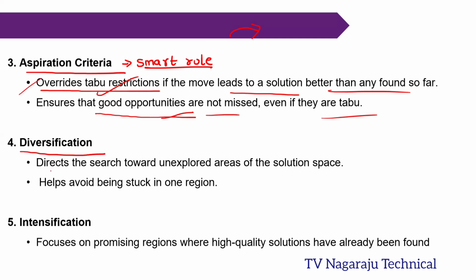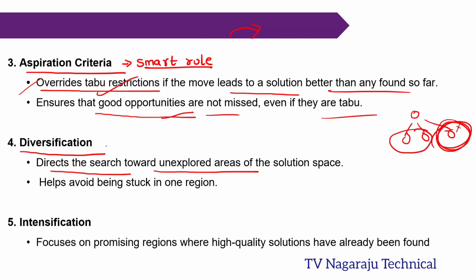Diversification means directing the search towards unexplored areas. For example, some nodes are unexplored; we are exploring only these nodes, and this node is unexplored. So diversification directs the search towards this unexplored area of the solution space. What is the reason? Instead of being stuck in one region, we move to other regions. For example, you are doing multiple iterations and there is no progress. After multiple iterations also there is no progress, then we move to a different solution.